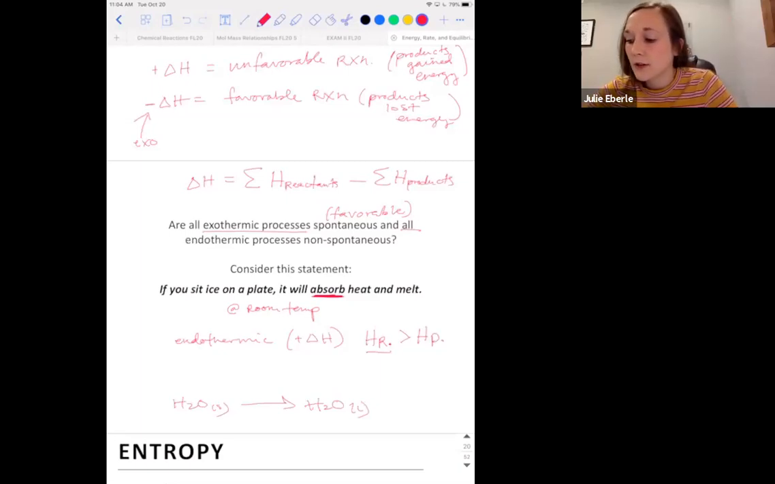So if delta H is positive here and it is endothermic, is this process spontaneous? Meaning, does it happen kind of on its own, or do you have to do anything? Do you have to pop it in the microwave? Do you have to turn the stove on and add heat? Do you have to hold it over a candle, or will it just spontaneously melt? What do y'all think?